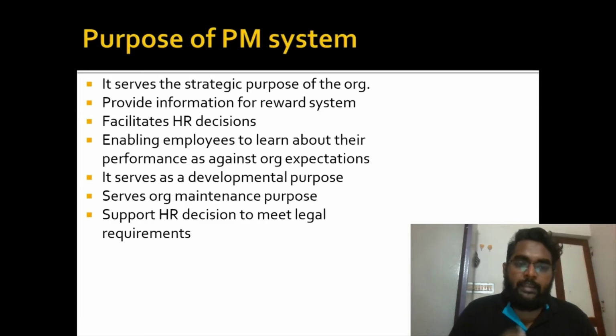Fourth, enabling employees to learn about their performance as against organizational expectations. Each employee is recruited on the basis of certain expectations, so whether their performance matches organizational expectations can be evaluated using a performance management system. It serves as a developmental tool. It also serves an organizational maintenance purpose and supports HR decisions to meet legal requirements. All these are the purposes why there must be a performance management system.